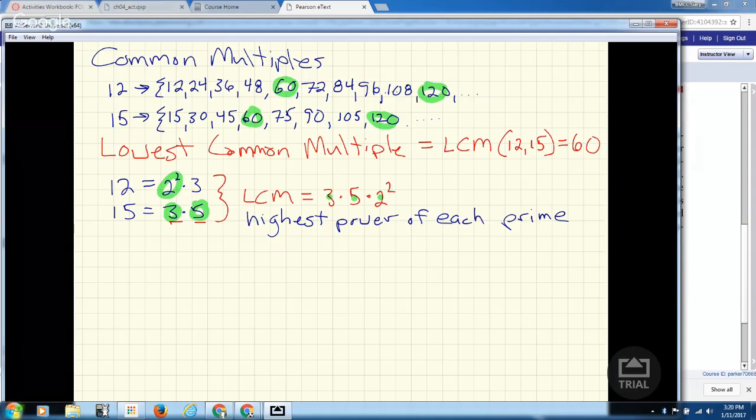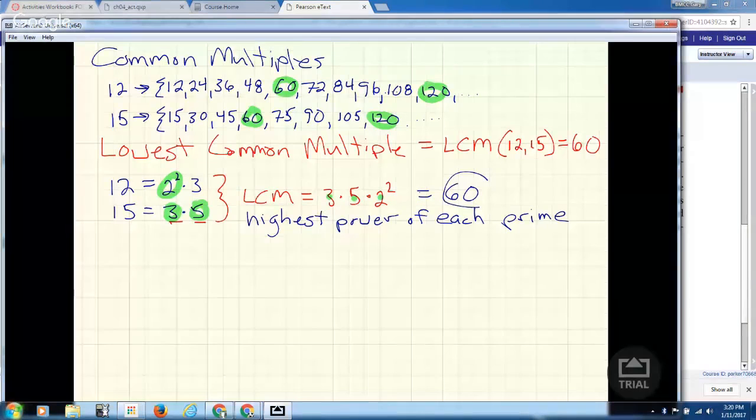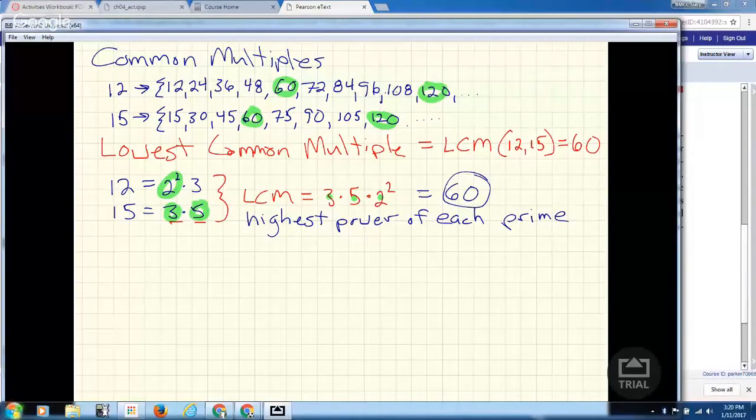Okay, and so let's see, 3 times 5 is 15, 15 times 4 is 60, which is what we believed it to be earlier. Okay. All right, we'll take a look at another way to get the LCM later. Next, let's go back to divisors.